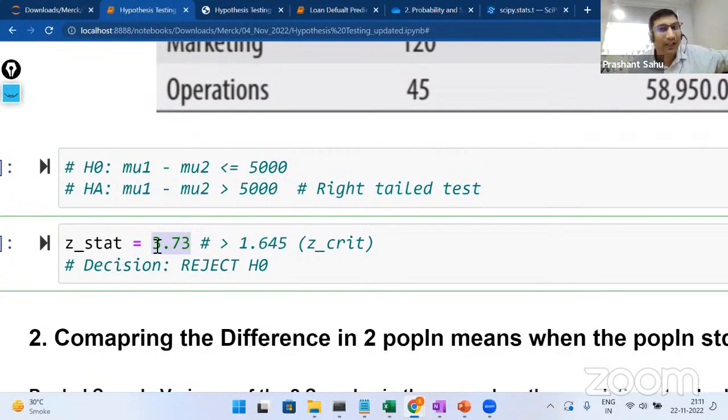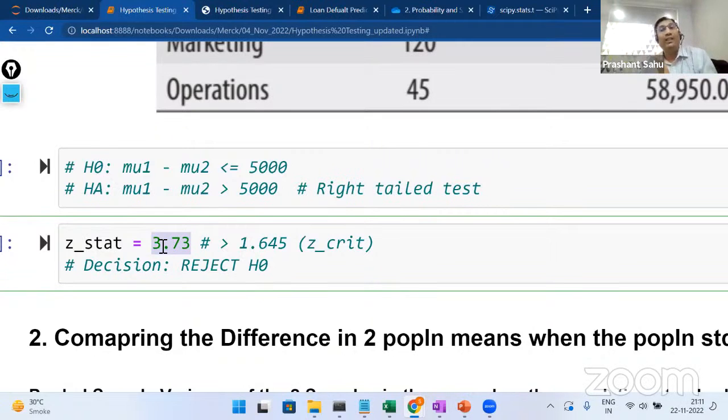So sample does not have that evidence. So what do you do when the sample does not have that evidence? You reject the null hypothesis. So is this interpretation now making sense? Okay. You are 3.73 standard deviations away from the mean. How much can I tolerate? 1.645 standard deviations I can accept. If it is coming beyond that, then I will reject. Then the sample does not have enough evidence in the favor of the claim.